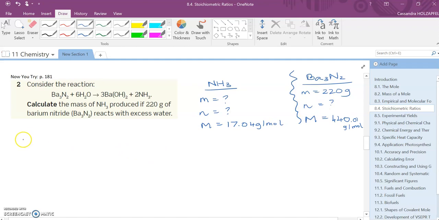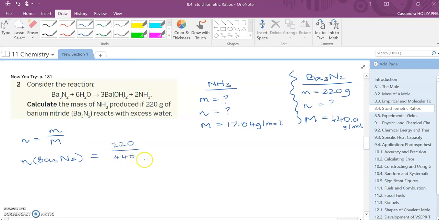Okay, so we can use that molar mass formula to work out the number of moles of barium nitride. So we can rearrange the equation so that the number of moles is equal to the mass divided by the molar mass. That just comes from the original equation, and all I've done is rearrange it into a form that's going to be useful to me. All right, so let's substitute in the values that we know now. So the number of moles, and I'm going to write in brackets here which compound I'm talking about, is equal to 220 grams divided by 440.01.